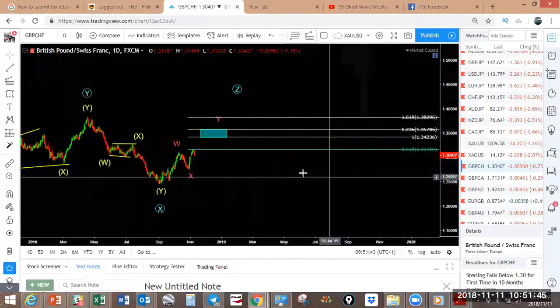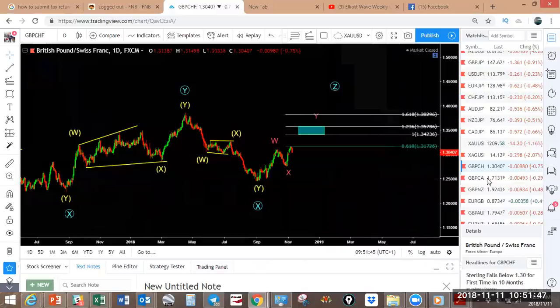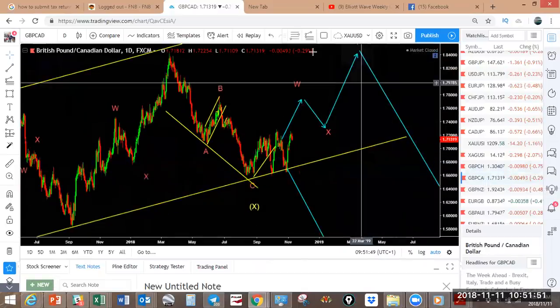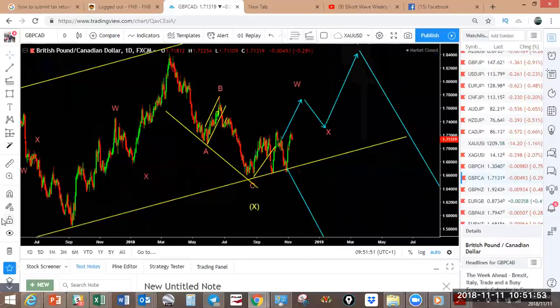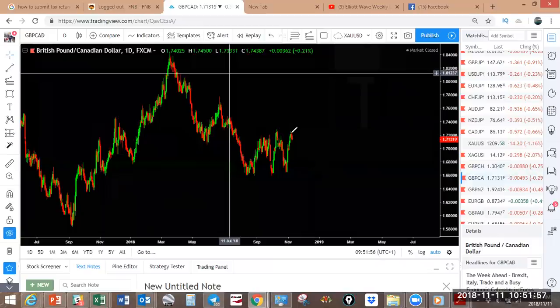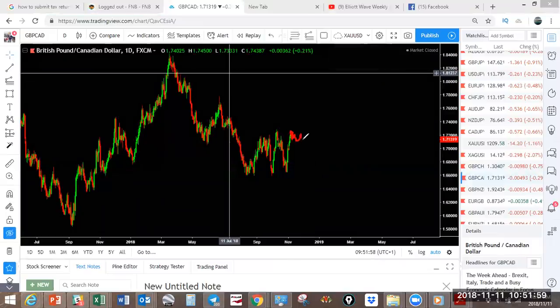Okay, so that's how Pound Swiss looks. Pound CAD. Even though this one is not exactly on the 3-wave structure, we're looking for this to correct at current levels for further upside.